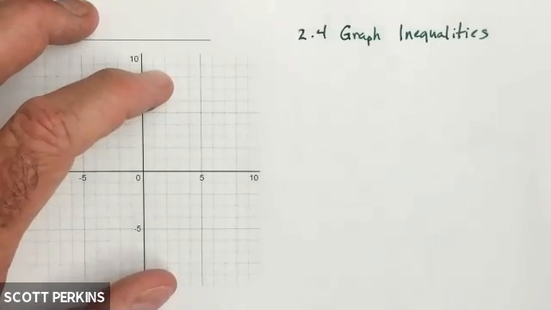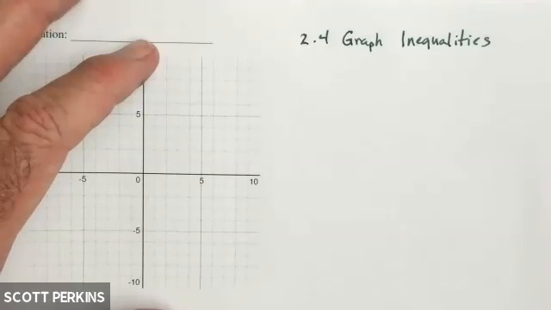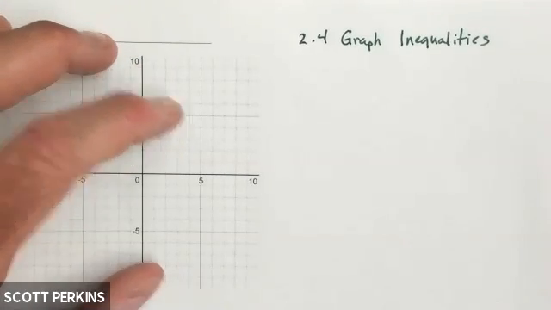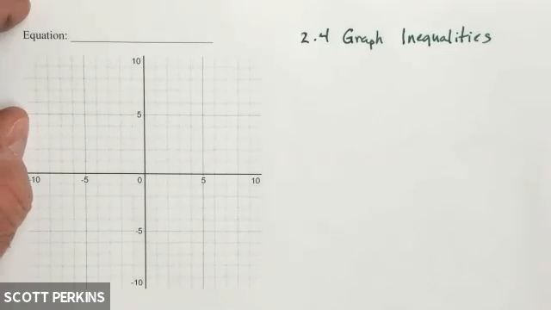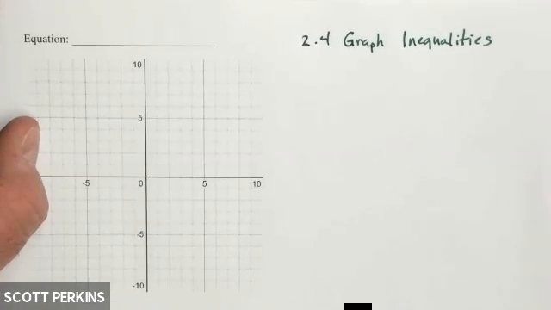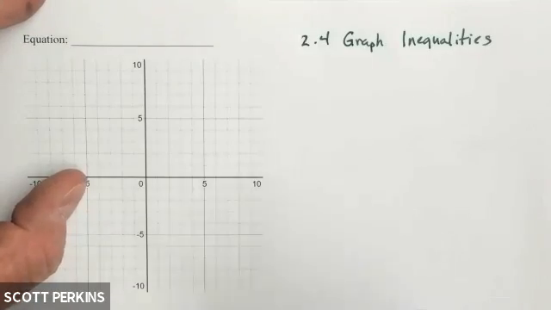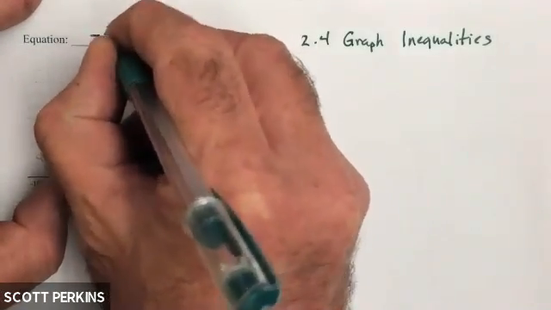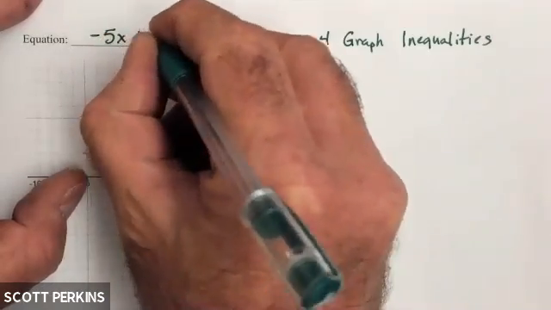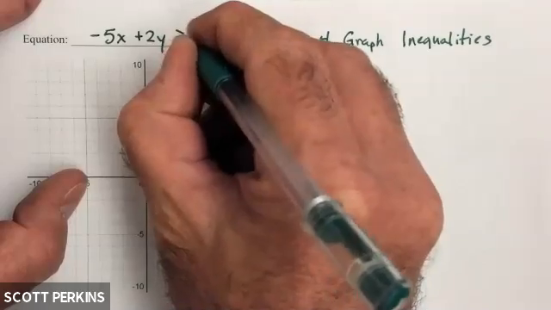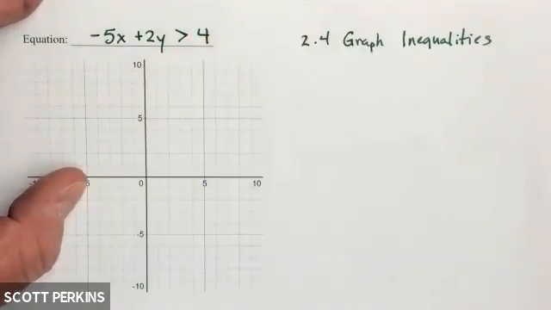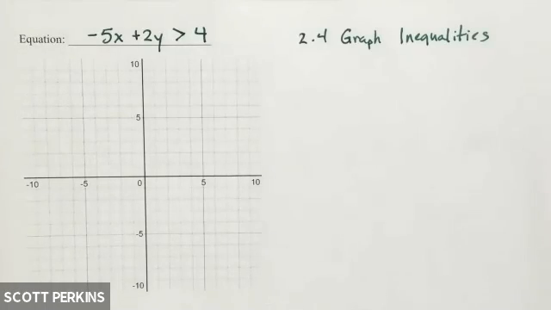Just like when we started off the class, we solved equations, then we solved inequalities, we graphed equations, now we're going to graph inequalities. So the example I'm going to do, and then I've got 3 that you are going to do, and we're going to work together, looks like this: negative 5x plus 2y is greater than 4. We are going to graph this one together.